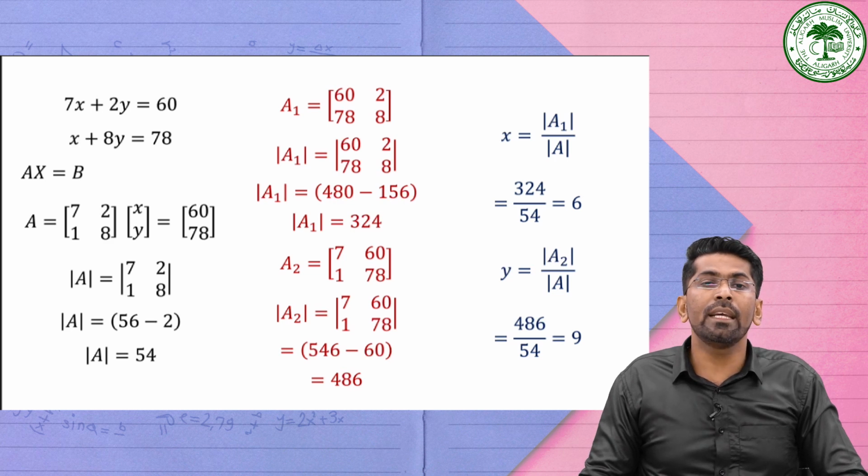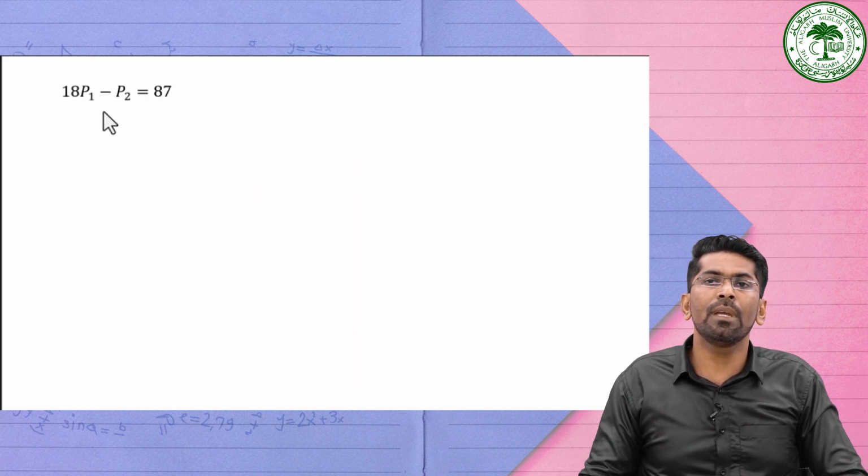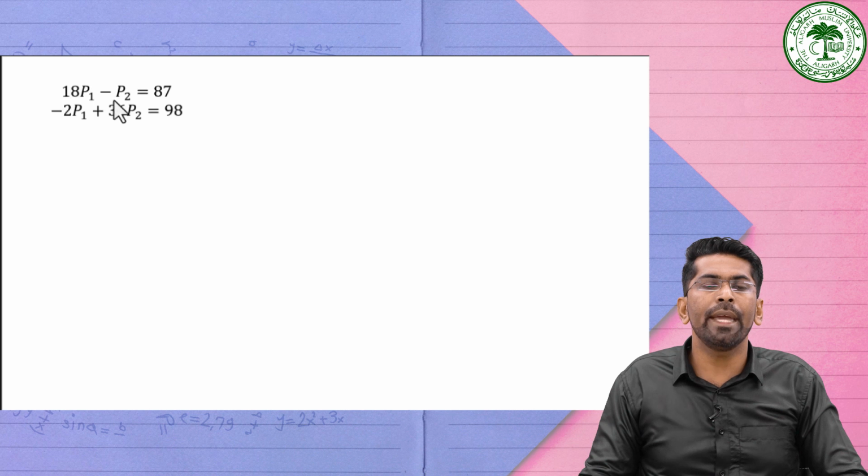Now consider another example. We are given simultaneous equations with two unknown variables, that is 18p1 minus p2 is equal to 87, minus 2p1 plus 36p2 is equal to 98. So we have a system of linear equations here. The variables here are p1 and p2, and we are going to rewrite this system of linear equations in the form of Ax is equal to b.